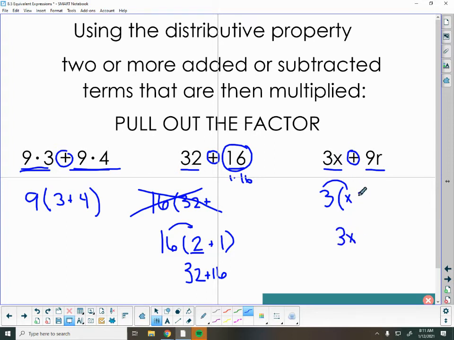So when I do 3 and give it to the x, that will make 3x here. So I always like to check myself. Now, how would I get from 3 to 9? 3 times 3 with the r. So if I give this here, 3 times 3 is 9 r's. So these are all equivalent. So even though we don't know what x and r stand for, we can still use that distributive property.